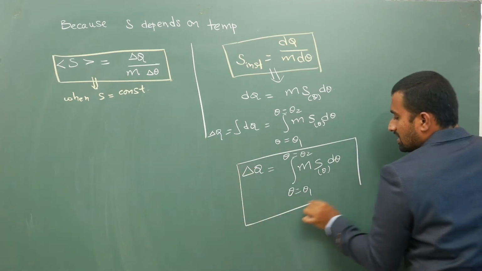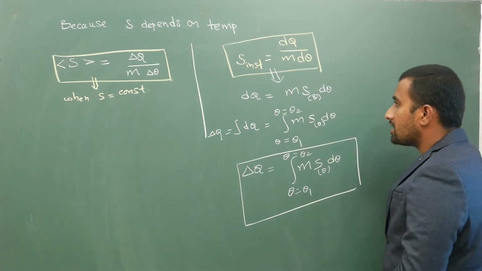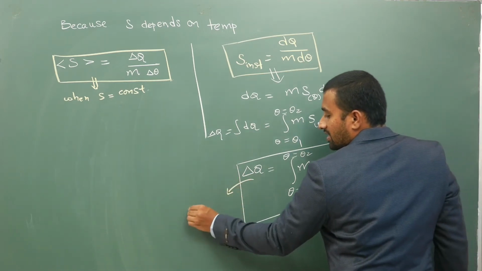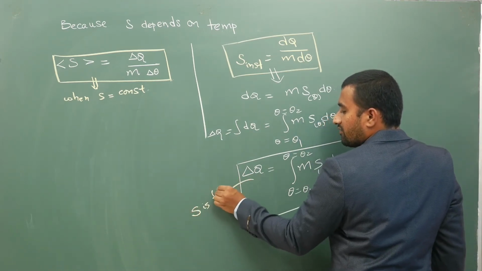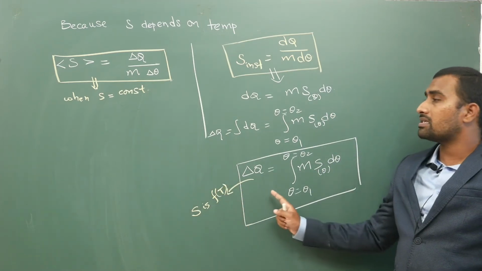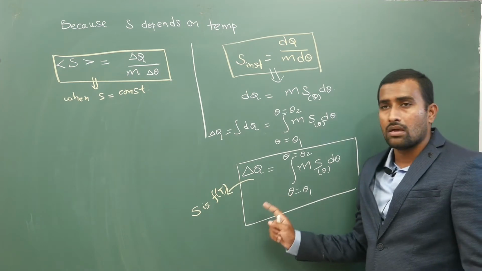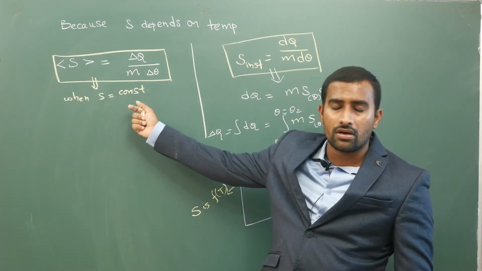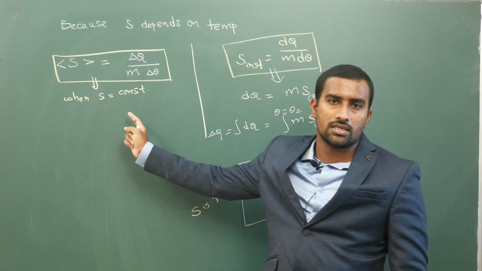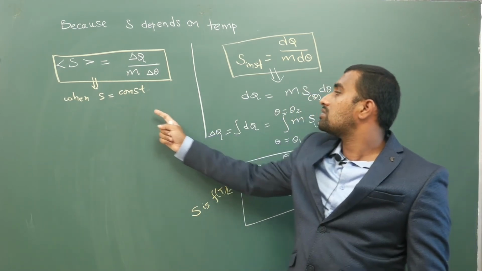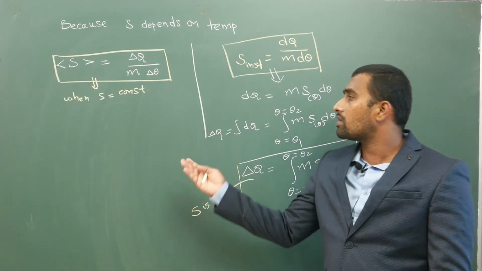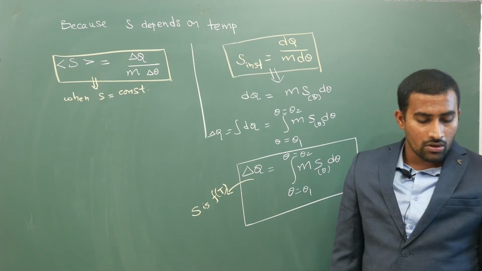Now this definition is to be used when S is a function of temperature. When specific heat is a function of temperature, you have to use this formula. And when specific heat is constant, not changing with respect to temperature, you have to use the other result. From this, you must have got some clarity of what is meant by specific heat capacity.